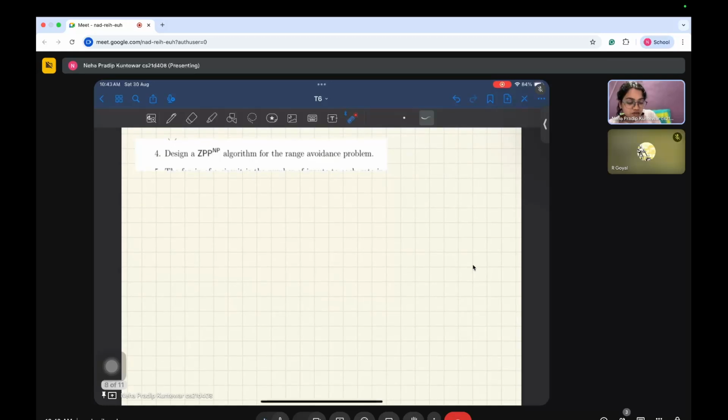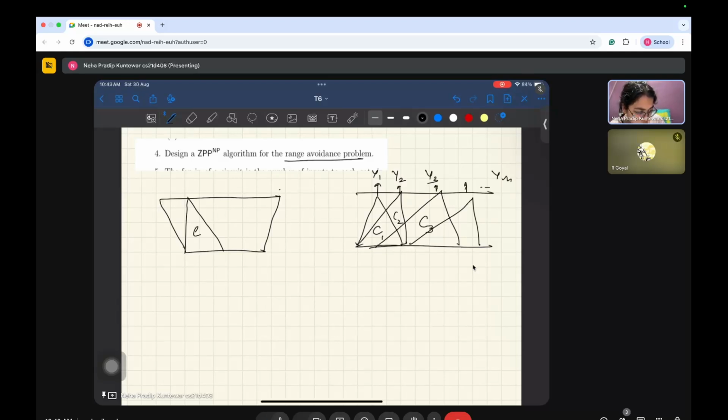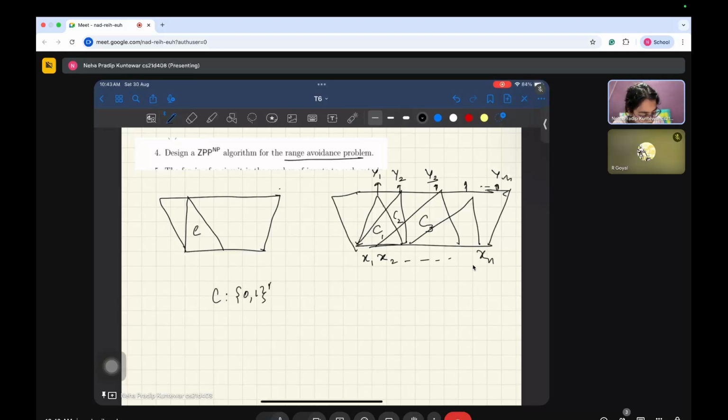Okay. So yeah, we'll do one quick recall of one problem that we had seen earlier. Recall that the range avoidance problem is that you have a single output circuit where this is your output bit, and you can think of several circuits like that, taking different subsets of inputs, and you can think of these as output bits. And these are your input bits. So this is nothing but a function from n bits to m bits.